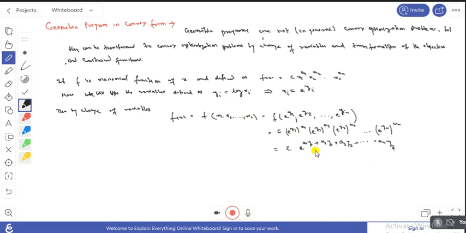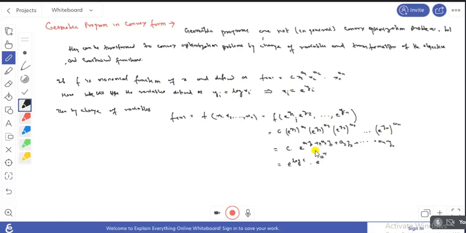Okay. So now this c can be written as exponential of log c. So you can write this c as e to the power log c, and multiply by this e to the power a1 a2 a3 up to an. So this is a vector. So this becomes a transpose.